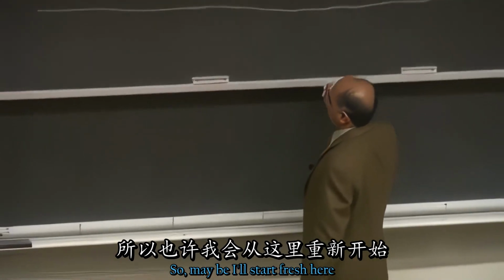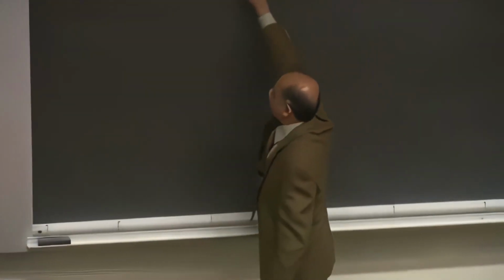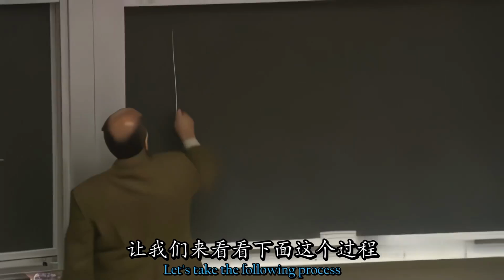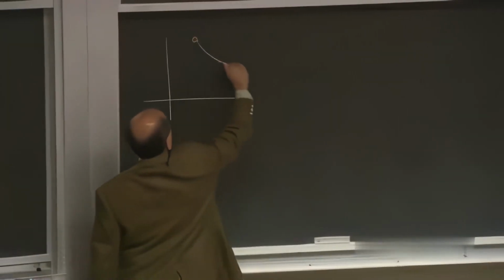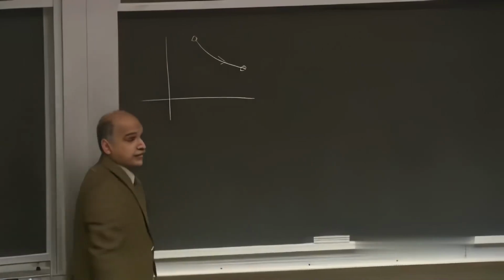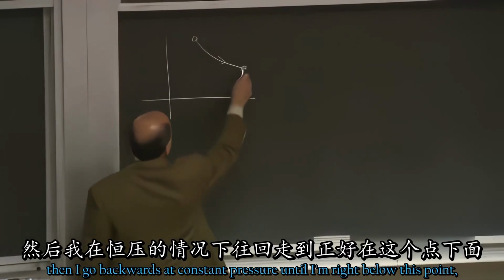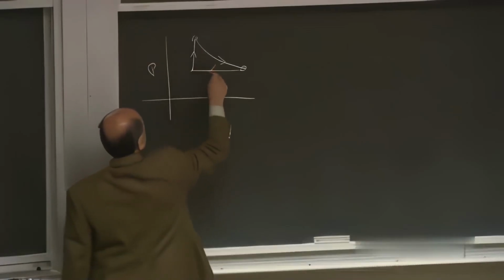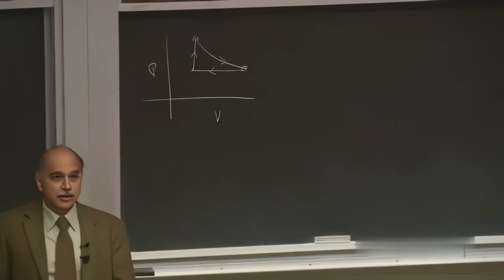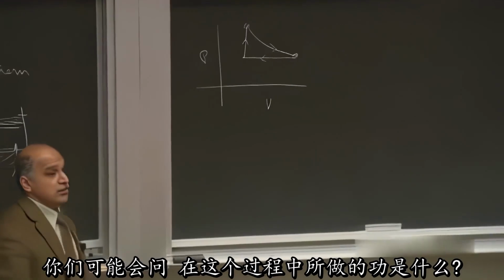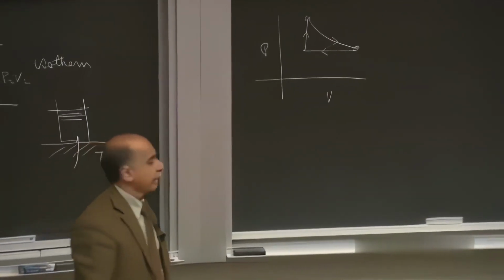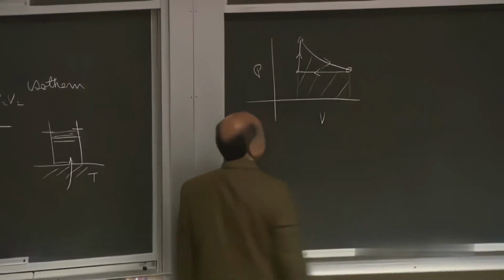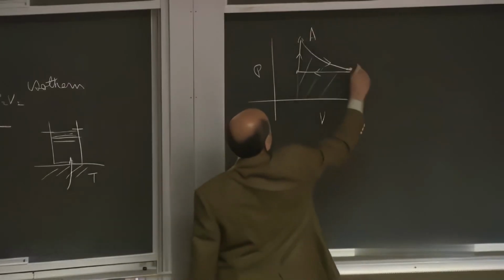So maybe I'll start fresh here. Let's take the following process. I start here. I go on an isothermal here. Then I go backwards at constant pressure till I'm right below this point. Then I go straight up. You can ask, what is the work done in this process? The work done in the curvy part of it is all of this. That's in the part AB.